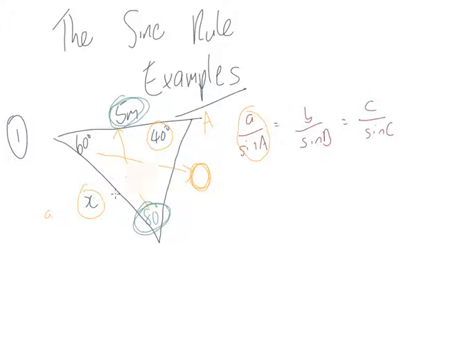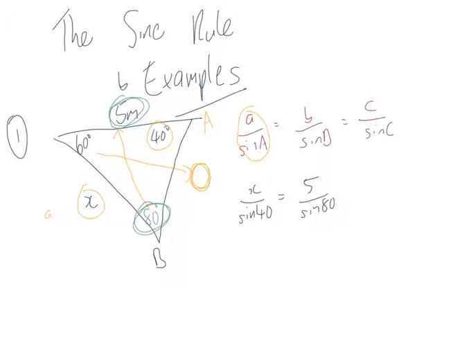I have an unknown in this matching pair here. So setting it up, A on sine A, it's going to be x on sine 40. And then for B, remember capitals for the angles, lowercase for the sides, so it would be 5 on sine 80. And a reminder, sines go together, so sines on the bottom here, sides on top.